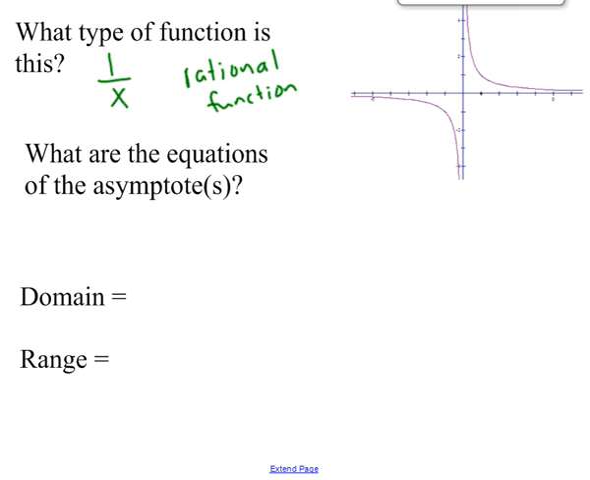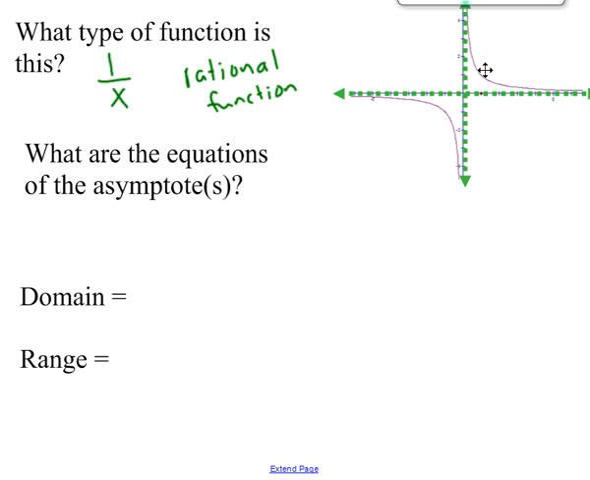It has two equations of asymptotes. You can see that it has this line right here, which is the x-axis, and it has this line right here, which is the y-axis.